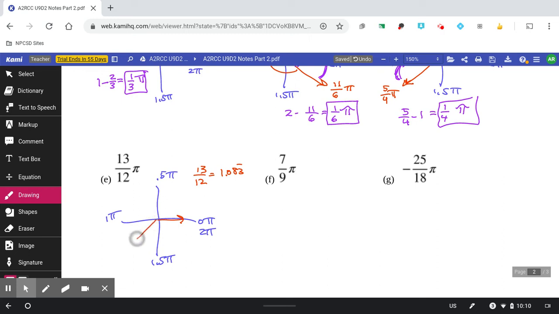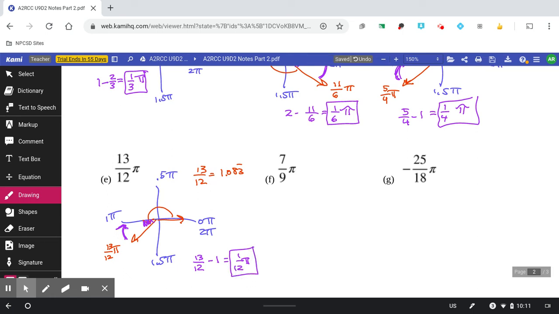Okay, so like I said, it's a little more than 1. So that means it would end in the third quadrant. Okay, and now that would be 13 twelfths pi. Well, how far do I have to go to get back to that x-axis? This is my reference angle in there. Well, if I'm at 13 twelfths and I have to go back to 1, if I subtract those, I get 1/12. So 1/12 pi would be the answer.